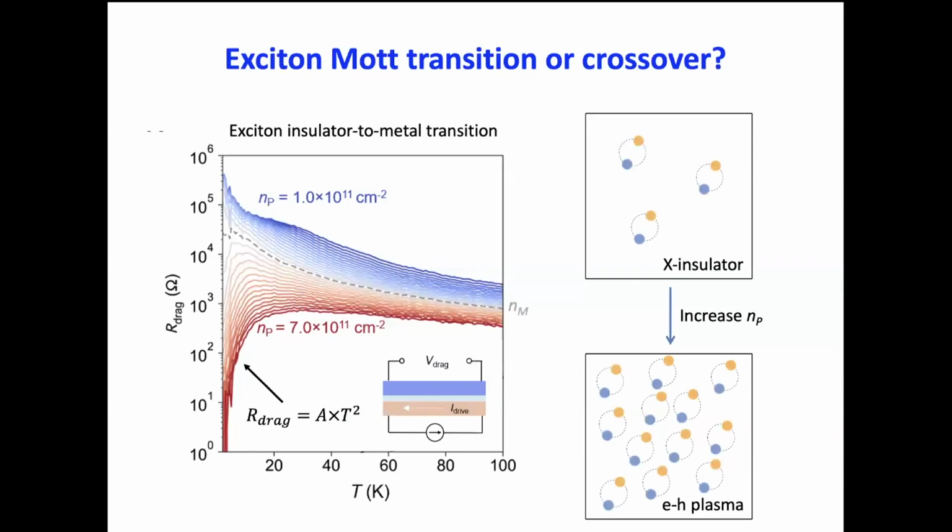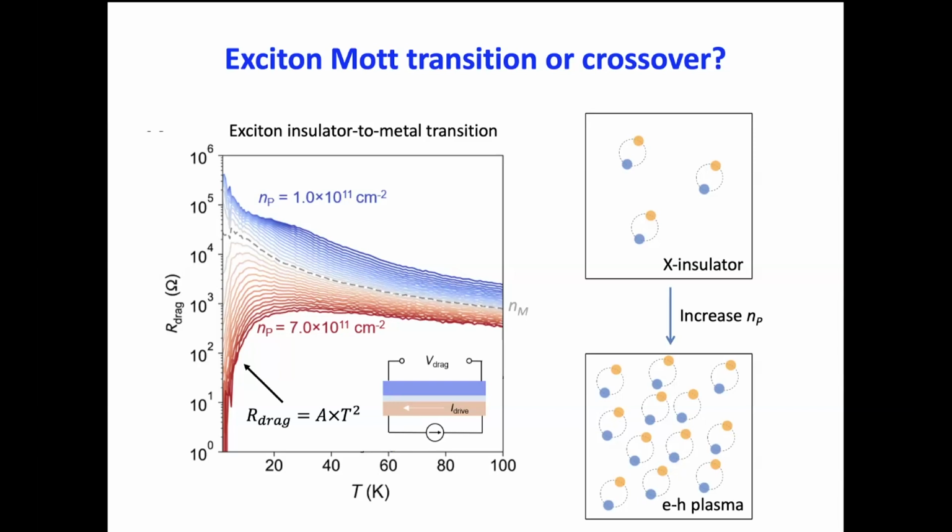Okay, so with these two slides, I'm going to try to address Shankar's question, whether there is a Mott transition or no Mott transition. This is a drag resistance measurement. The hole layer is open circuit. We only try to drive a current in the electron layer. If it's in the exciton insulator region with a low pair density, this becomes an insulator. So this is the drag resistance versus temperature. It becomes an insulator at low temperature because the holes are not allowed to flow.